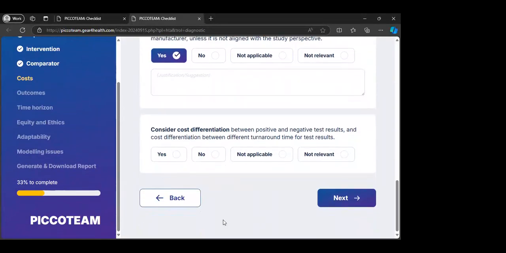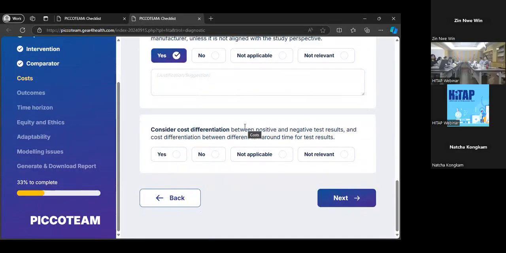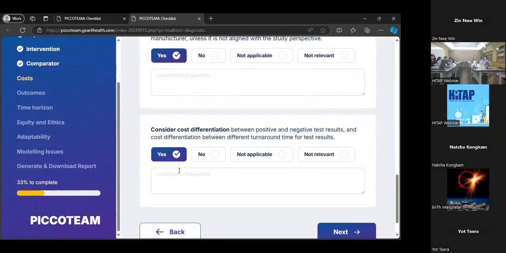Okay, so the take-home message here, and sometimes the cost can differentiate between test positive and negative results. In our case, if the patient receives a negative test from WES, then this patient needs to conduct another confirmatory MLPA test to confirm whether it's mutated or not. So yes, we consider a negative additional test.